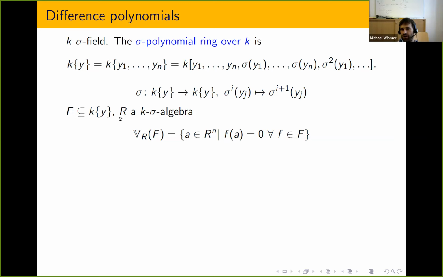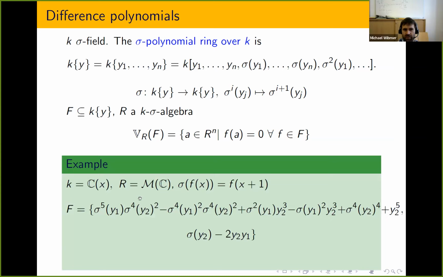To be maybe a little more concrete, going back to the examples we had earlier. If I say my base field K is the field of rational functions, and my K sigma algebra R is, say, the field of meromorphic functions, sigma is the shift. And then we've seen earlier that cosine of x and sine of x is, I made a mistake here. So here the sigma should be f of x goes to f of 2x. Sorry about that. And then we've seen earlier that in this setup, cosine of x and sine of x is a solution of the system. So using this notation from above, I can more conveniently say that cosine of x and sine of x is an element of this solution set.